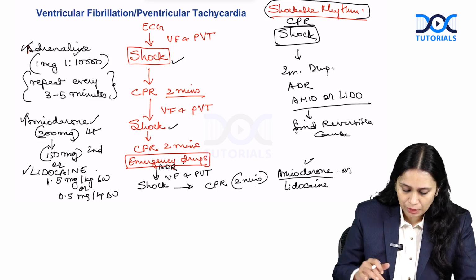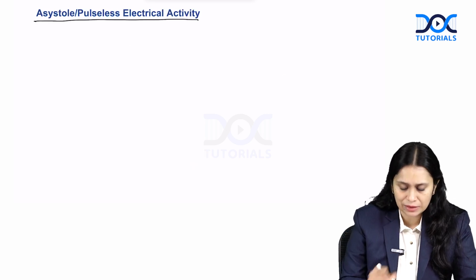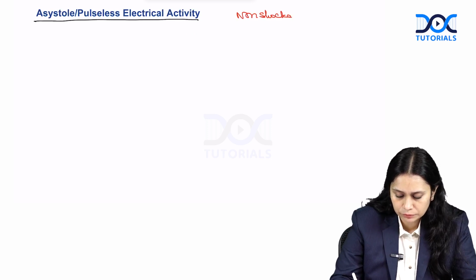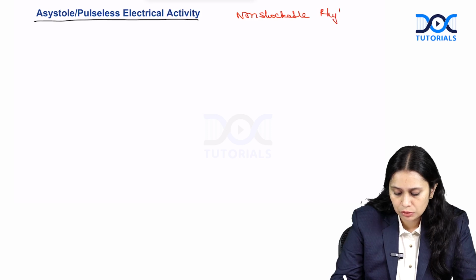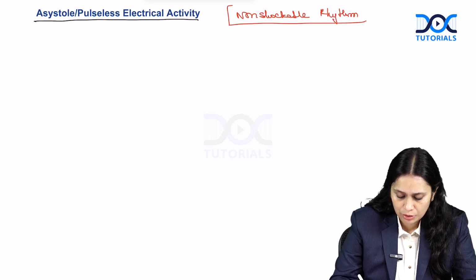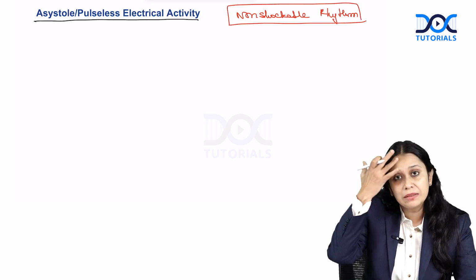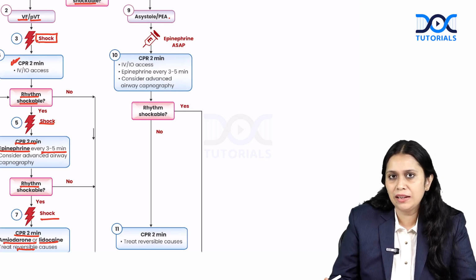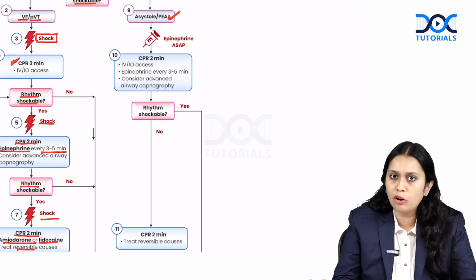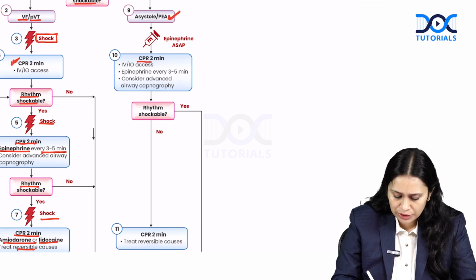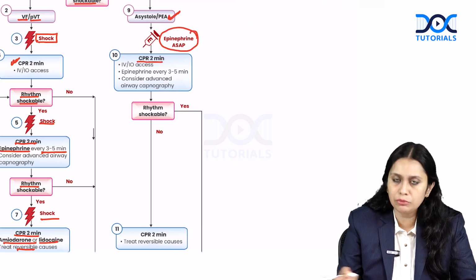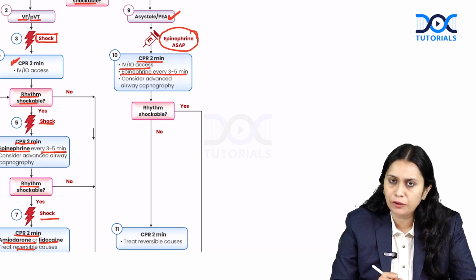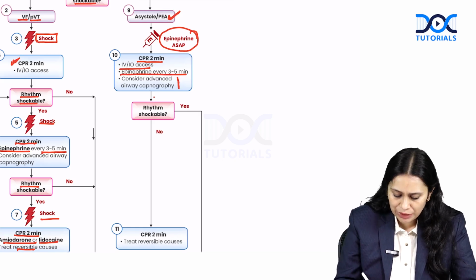Okay. Then how do we manage asystole and pulseless electrical activity, which are the non-shockable rhythms? So how do we manage the asystole and pulseless electrical activity? This is the other part of the ACLS algorithm. If it is asystole or pulseless electrical activity, we do CPR and give adrenaline as soon as possible. We take an IV or IO access, we give adrenaline every 3 to 5 minutes, we intubate the patient. We again check for the rhythm.